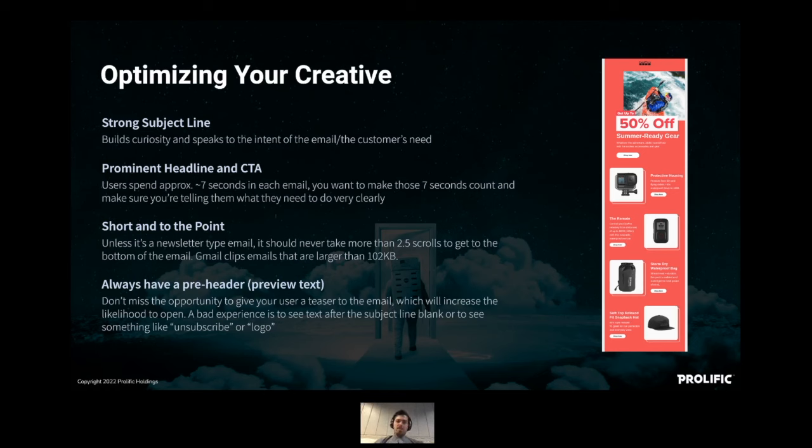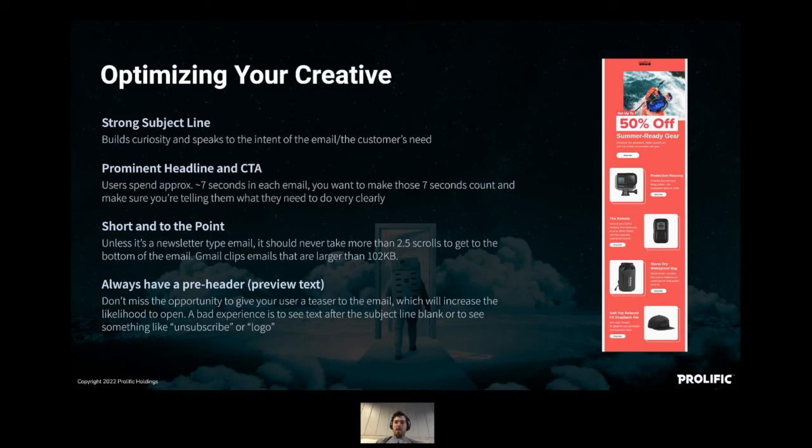When it comes to just general email creative, this kind of goes for all emails, not just Mother's Day, but you want to make sure you have a strong subject line that's really building curiosity and speaking to the intent of the email. You want a prominent headline and call to action.